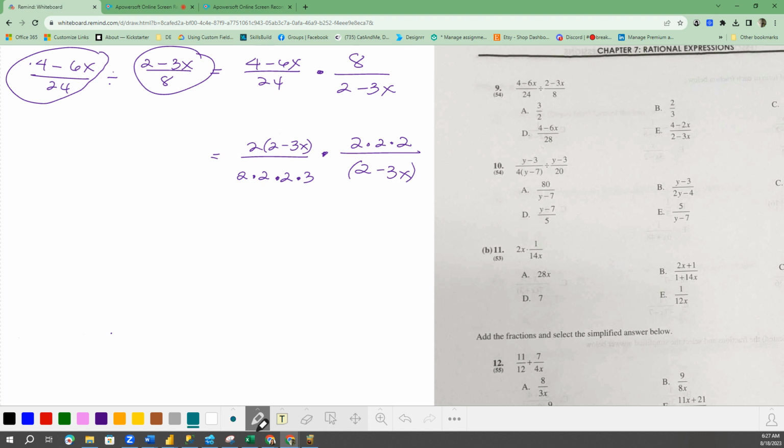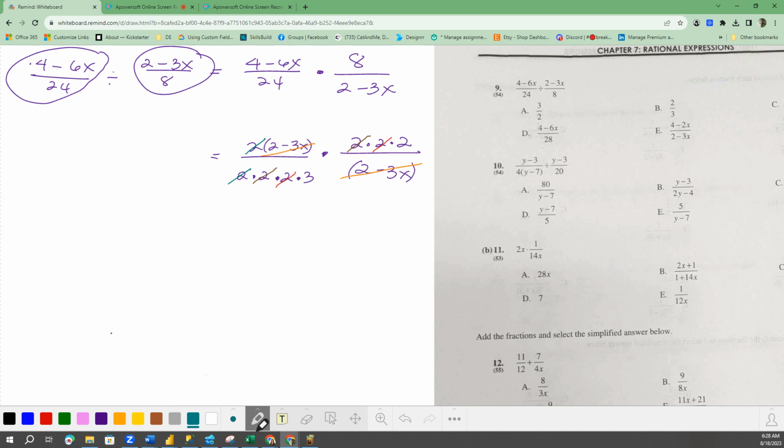Okay, time to cancel. This 2 and that 2. That's 1. This 2 minus 3x and that 2 minus 3x. Next, this 2 and that 2. Next would be this 2 and that 2. So try not to crisscross, like cancel here and then cancel on the other side. Just move from left to right so they're not crisscrossing. It's easier for you to keep track.